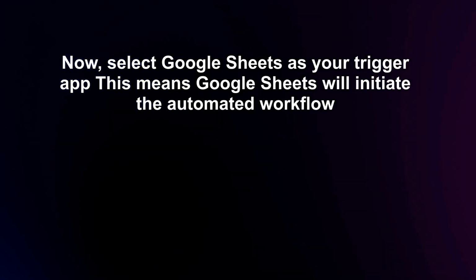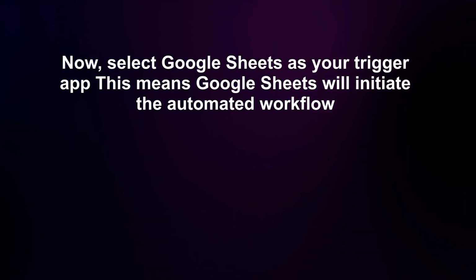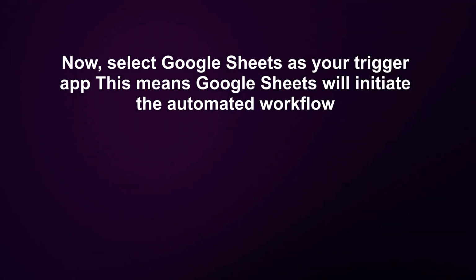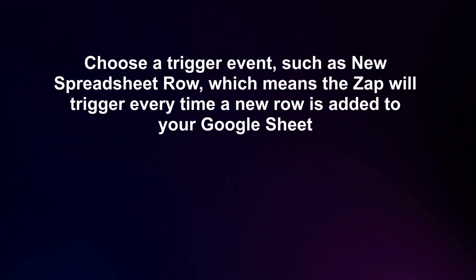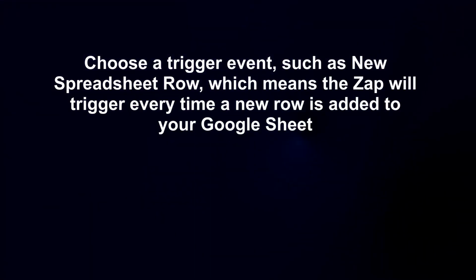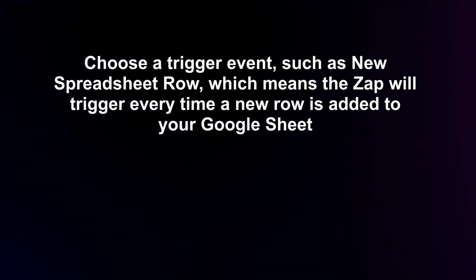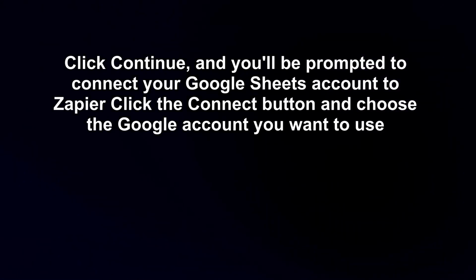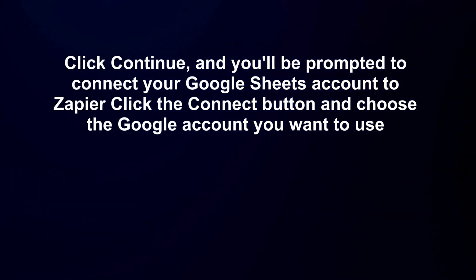Now, select Google Sheets as your trigger app. This means Google Sheets will initiate the automated workflow. Choose a trigger event, such as New Spreadsheet Row, which means the Zap will trigger every time a new row is added to your Google Sheet. Click Continue, and you'll be prompted to connect your Google Sheets account to Zapier.